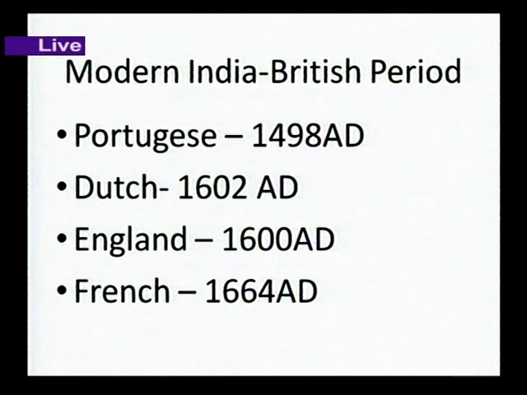Can you name the person who discovered the sea route to our country? Yeah, correct. It is Vasco da Gama who discovered the sea route to our country. Then we have the Dutch. In 1602, they came to our country. Then we had England, that is the Britishers, the East India Company. They came in the period of 1600 AD. Then we have the French, they entered into our country in 1664 AD.